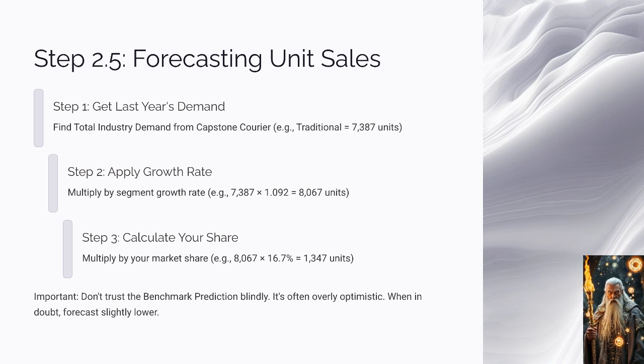This is your conservative sales forecast. Enter it in the sales forecast box. Use a similar method for each product. Important: don't trust the benchmark prediction blindly. It's often overly optimistic. If in doubt, forecast slightly lower. It's better to have leftover inventory than to stock out. Once you input all forecast numbers, recalculate to see estimated revenue, variable cost, contribution margin, and net margin. Then move on to production.